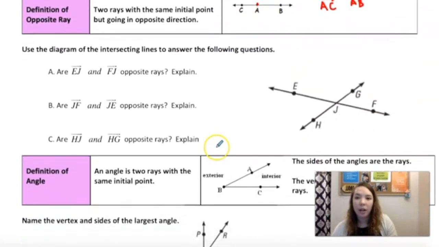All right, are EJ and FJ opposite rays? They don't have the same initial point. I can tell right now without even looking at my picture that they both don't start with E. So no, different initial points.